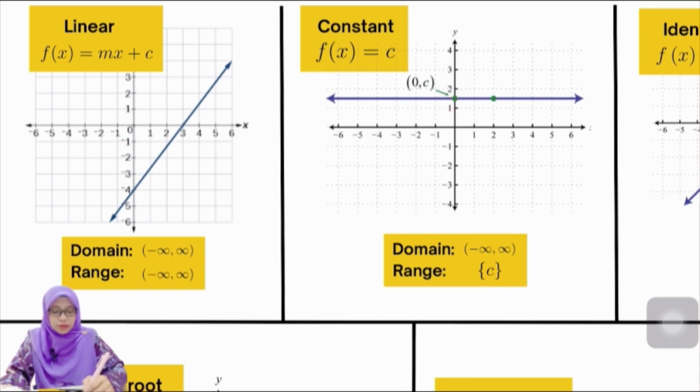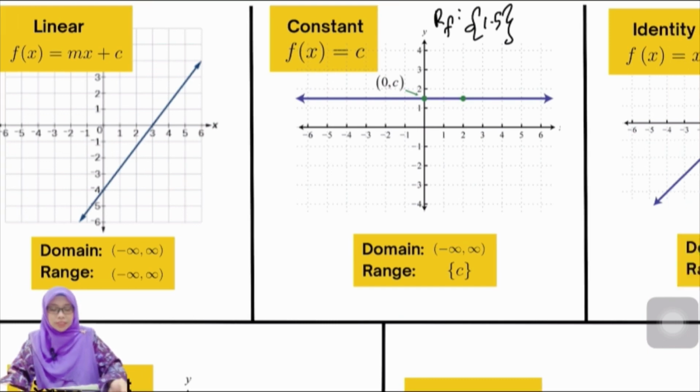When we have only one value, we have to write it down in terms of set notation like this. Let's say the value of y here is 1.5, so we have to put the set notation {1.5}. That is the range of the function for the constant function.